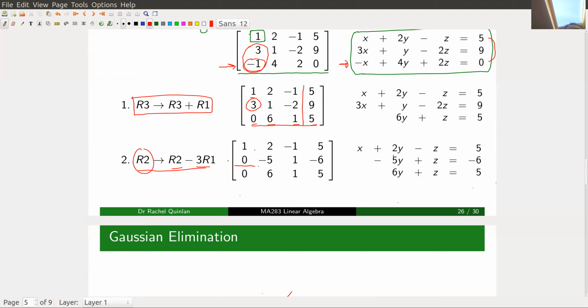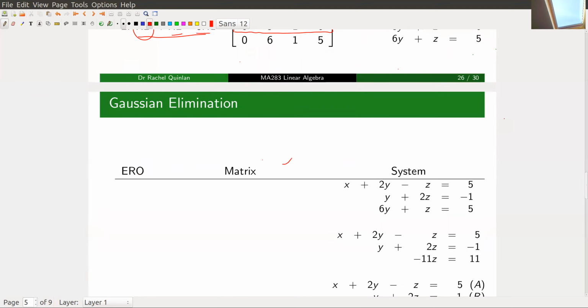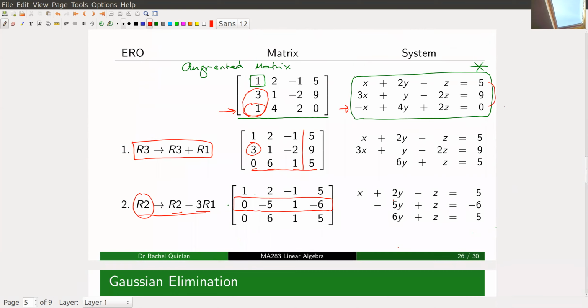So the new second row of our augmented matrix is this row, and that corresponds to the equation 0x minus 5y plus z equals minus 6. And so the first and third equations haven't changed since the previous step, but the second one has. Okay, and now our system of equations already looks kind of nicer. The second two equations only involve the variables y and z and not x anymore.